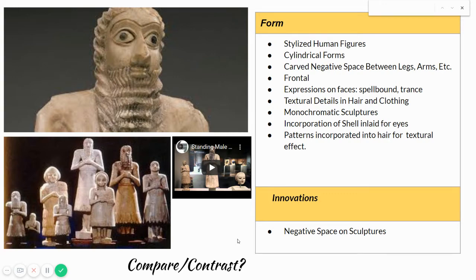And not only do we want to compare, but sometimes we want to contrast as well. So, what prehistory sculpture do you associate with the votive figures? And then on the opposite side, what prehistory artwork do you feel is very opposite of these votive figures? And it's important to be able to pull out both, compare and contrast.